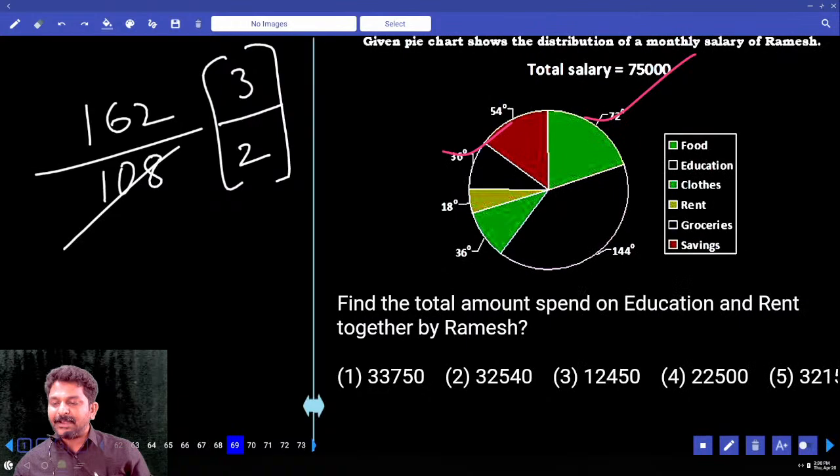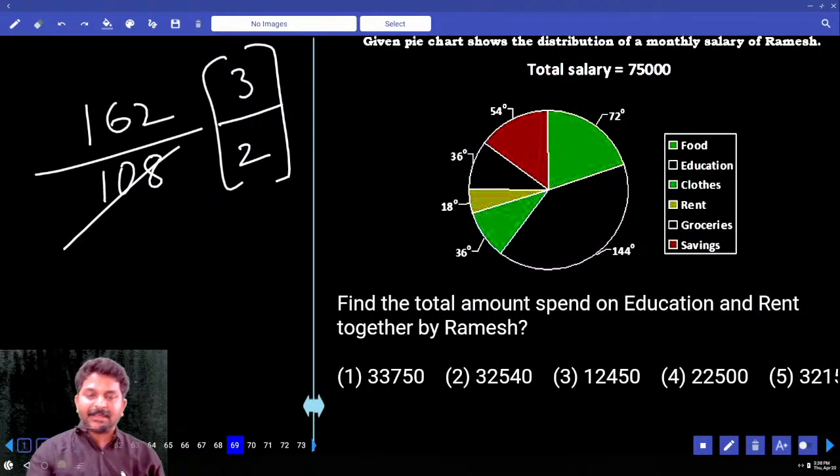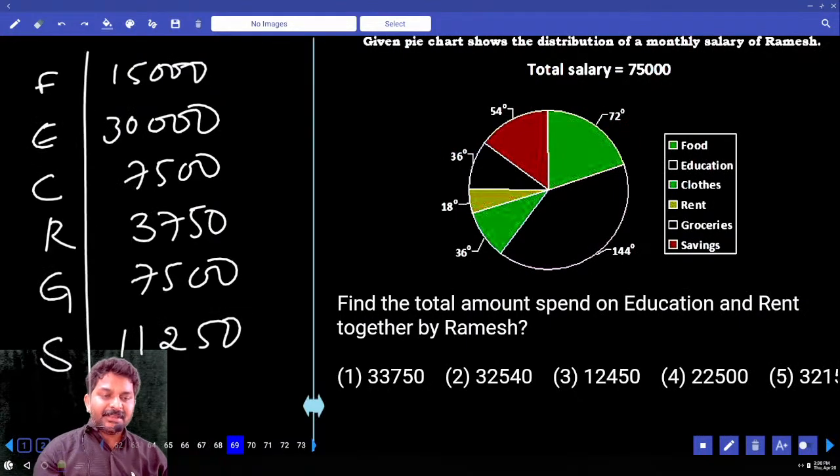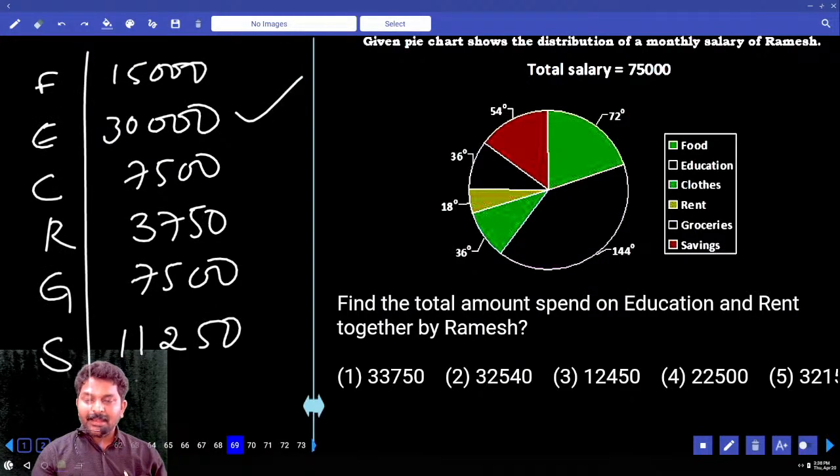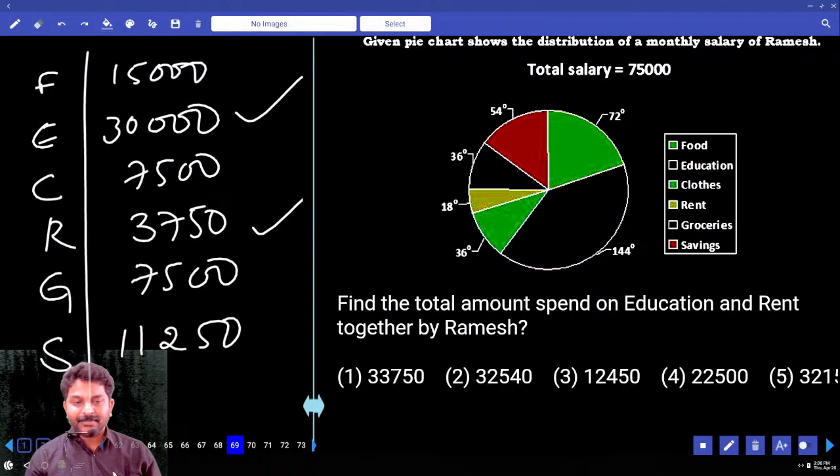Find the total amount spent on education and rent together by Ramesh. Education and rent. Answer must end with 750. 33,750. Yes.